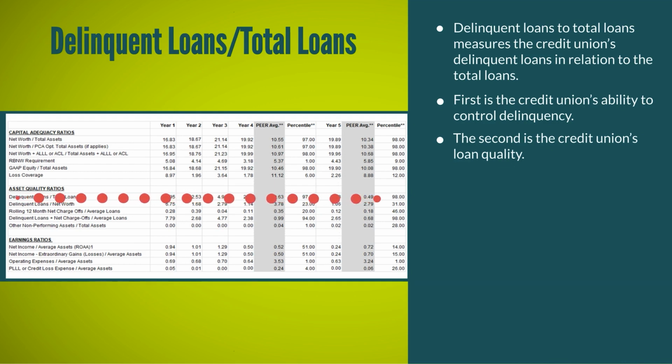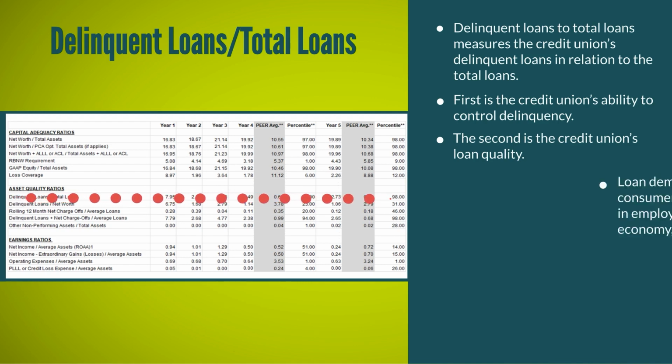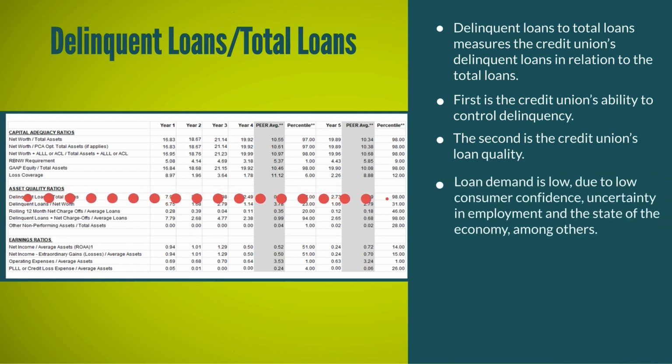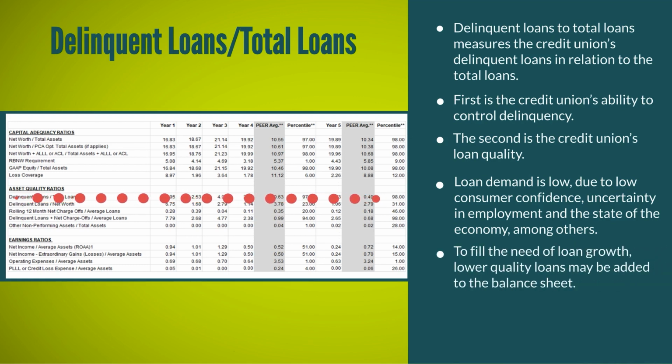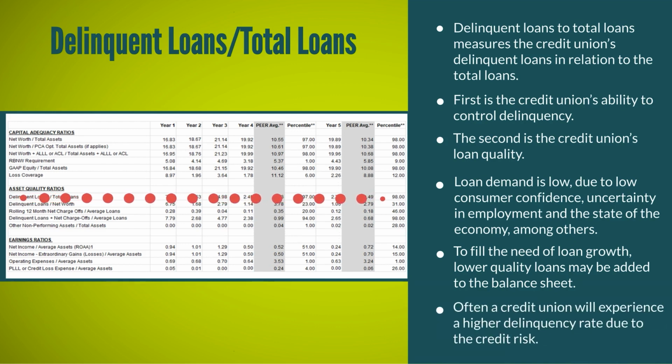Often during an extended period of low interest rates, this is a prevalent issue. Loan demand is low due to the low consumer confidence, uncertainty in employment, and the state of the economy, among others. To fill the need of loan growth, lower quality loans may be added to the balance sheet. While you will see a benefit in the loan yield, often a credit union will experience a higher delinquency rate due to the credit risk. This is an important one to watch as delinquencies typically increase during a rising rate environment.